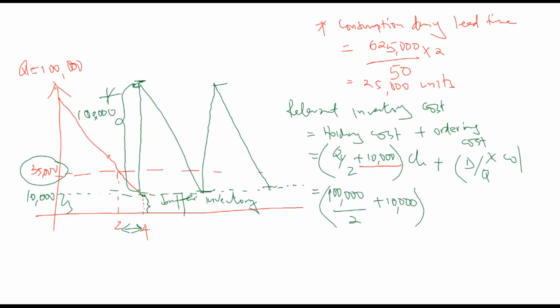That gives therefore the holding cost. Multiply by the holding cost per unit per year, which is 0.5, plus the number of orders per year, 625,000 divided by Q, 100,000, times the cost per order, which is 250 euros. So therefore, currently, what was the cost under the current policy? 31,563. Okay, that's the cost under the current policy.